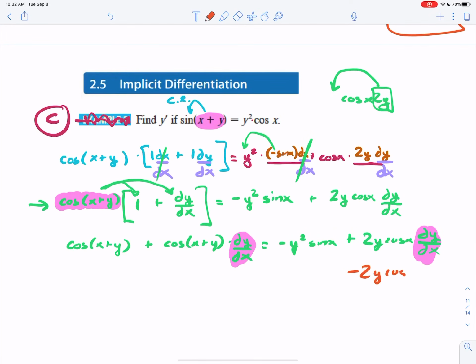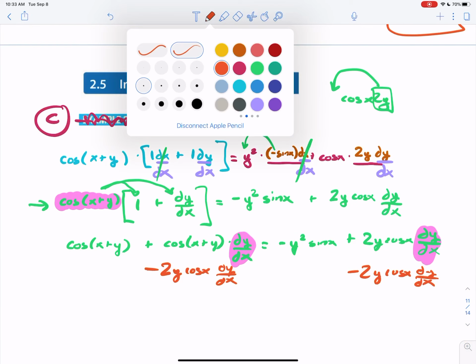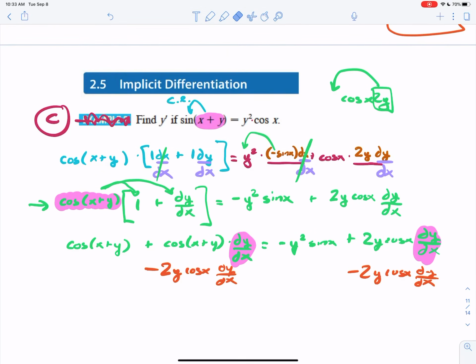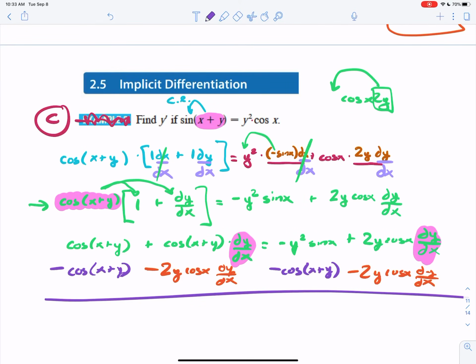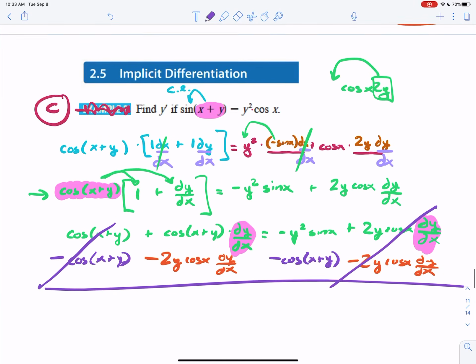So minus 2y cosine x dy dx, minus 2y cosine x dy dx. Okay, but anything that doesn't have a dy dx, I'm going to move over. So let me subtract cosine of x plus y here, and I'll subtract cosine of x plus y here. So opposites will cancel out.